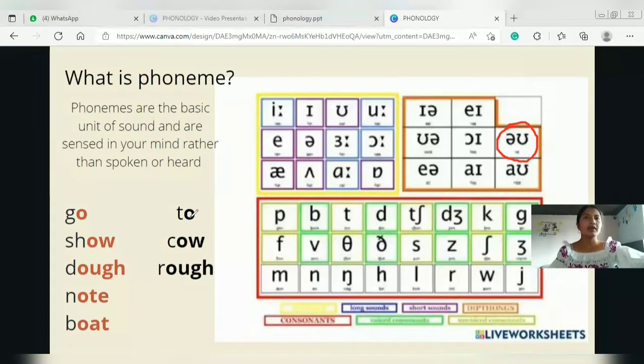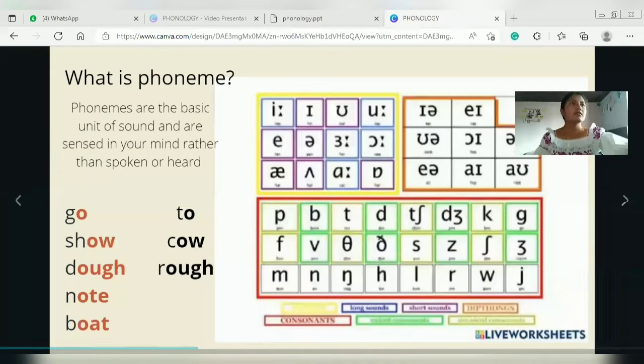But in some cases we have words that have the same spelling at the end of the word, but have a different pronunciation. For example, to, how, and rough. As we see, these words have the same spelling, but they have a different pronunciation.